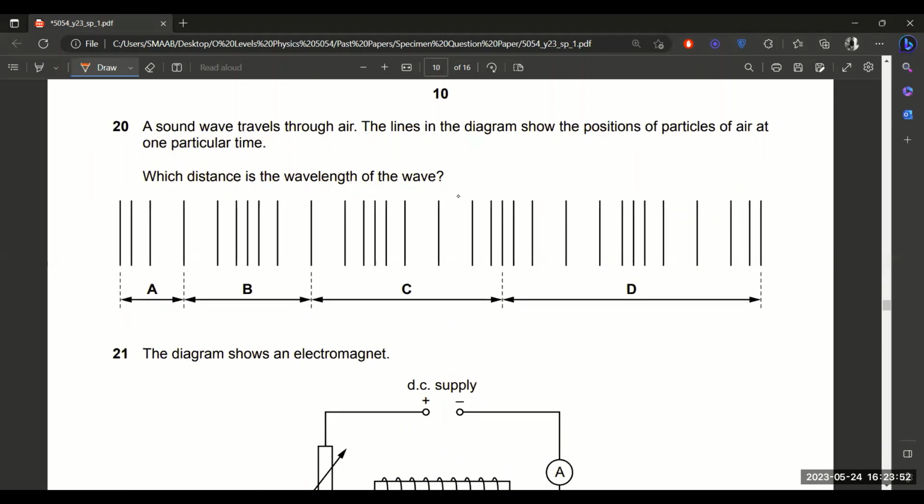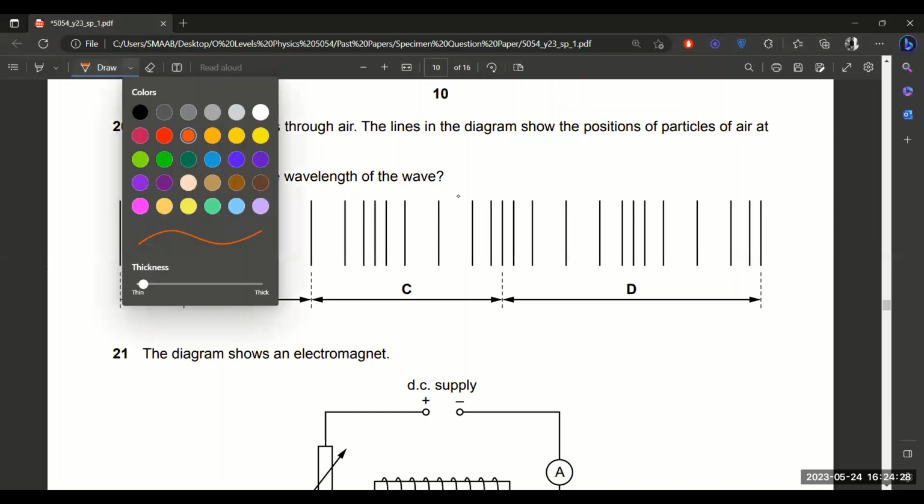Question number 20, a sound wave travels through air. The lines in the diagram show the position of particles of air at one particular time. Which distance is the wavelength of the wave? So you know the distance from crest to crest or trough to trough, the consecutive distance between two crests or two troughs, is equal to the wavelength. So in these diagrams, which are related to compression and rarefaction, we can easily find out with reference to the distance between these two lines.